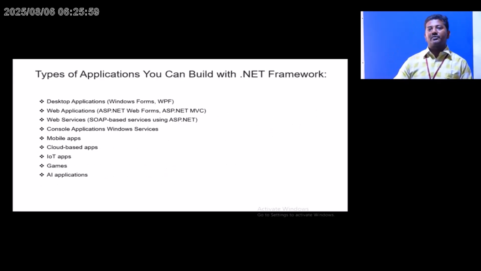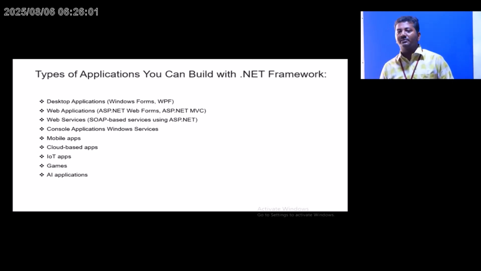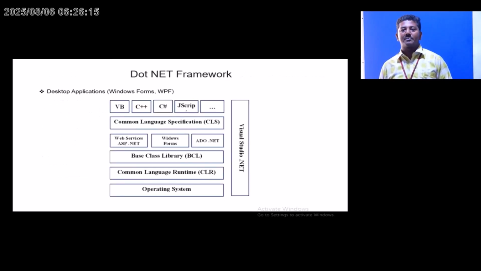These are the types of applications we are going to build with the .NET framework, such as desktop applications, web applications, as well as web services, console applications, mobile-based applications, as well as IoT and AI applications. These are the applications we are going to build with the .NET framework.